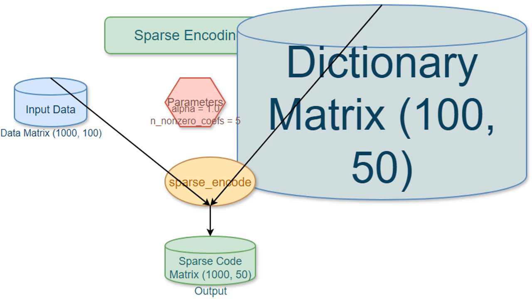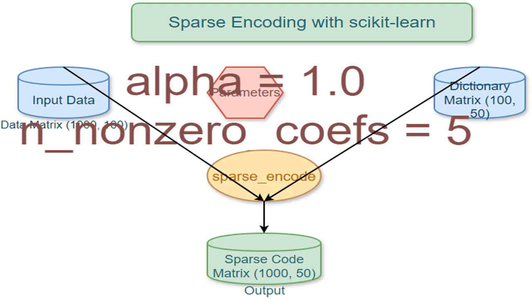I'm super excited to tell you about this. These are settings for the sparse_encode function. Alpha controls how much I want to prioritize a really sparse solution. A larger alpha makes the solution more sparse. n_nonzero_coefs means that in the compressed representation, I will have no more than 5 non-zero values for each data point.